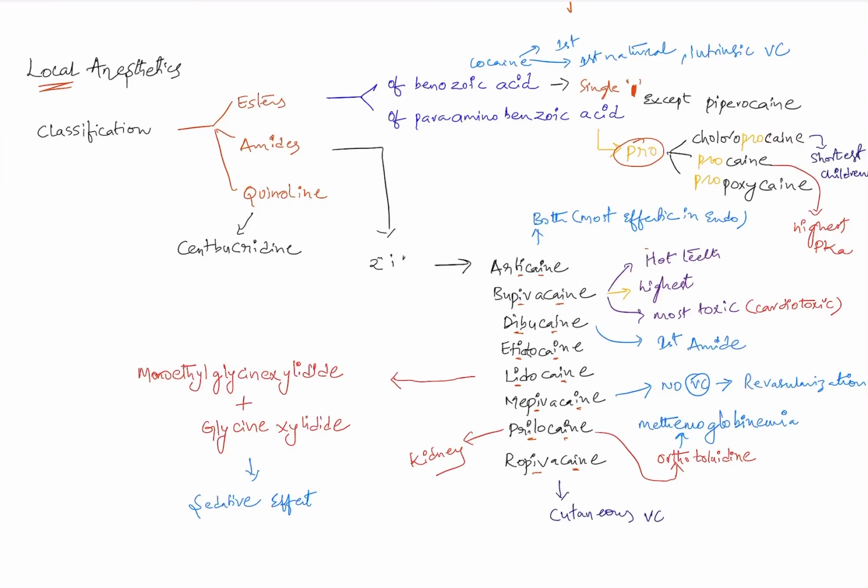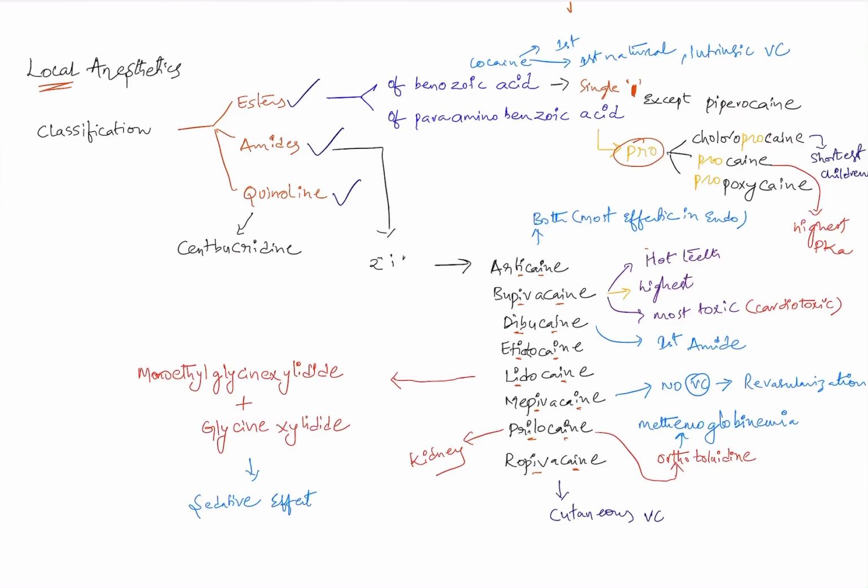In this part one, I'm going to cover most of the MCQs which were previously asked, which are regularly asked. So first of all, classification of local anesthesia. Local anesthesia is classified into esters, amides, and quinines. Most of your questions will move like this: which of the following is an ester? Which of the following is an amide? I'll give an easy technique to identify these esters and amides.